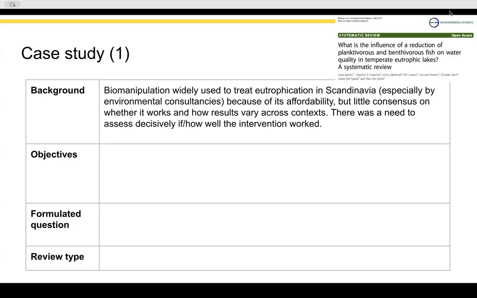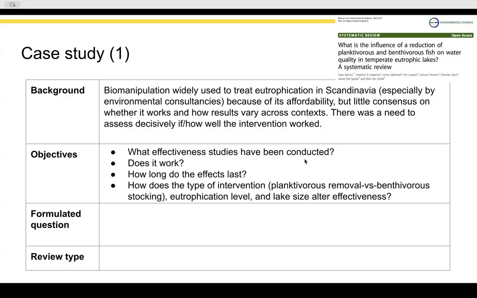This was a topic looking at biomanipulation in Scandinavia to treat eutrophic lakes. And the idea is that you remove fish, and that allows plankton, algae, to be eaten by zooplankton. So you're manipulating a trophic scale to reduce eutrophication. And the objectives were to understand what studies had been conducted, but how it works, how long the effects last, and does the type of intervention and conditions in which it was applied alter the effectiveness.